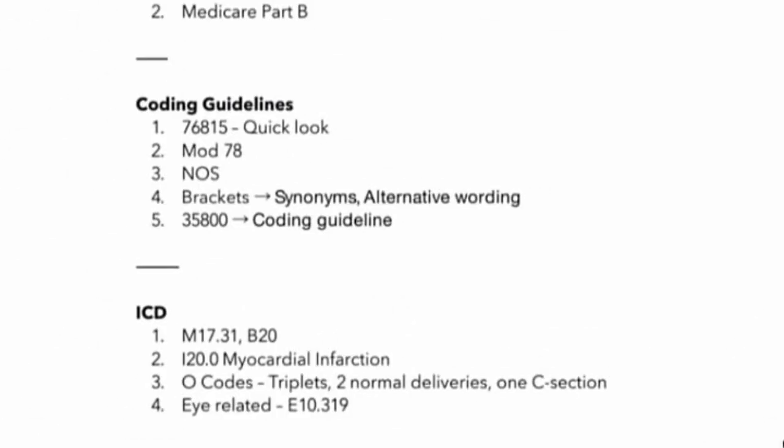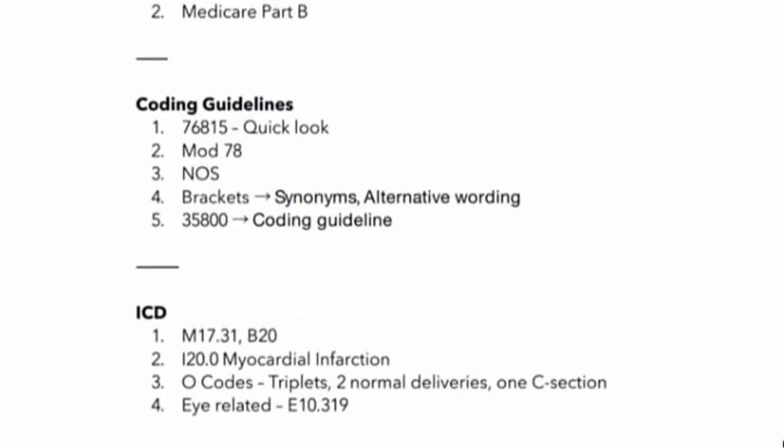Let me check the coding guidelines session. Next is coding guidelines. Here 5 questions are asked. The first question is quick look, 76815. The code is for quick look. So you have to check this code in your CPT textbook, under the 70K series.